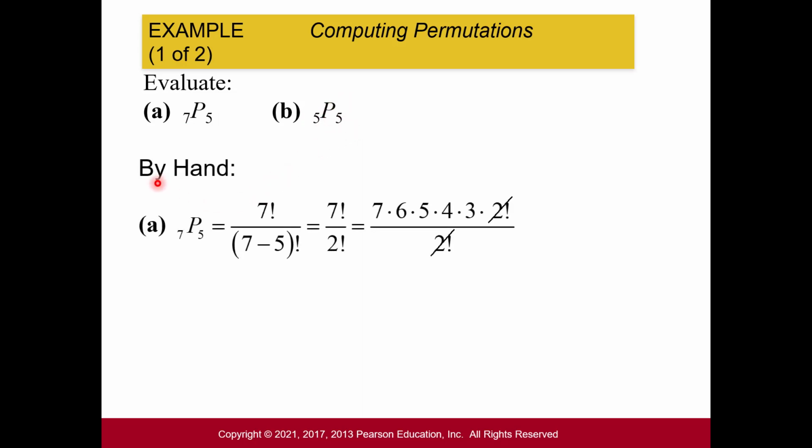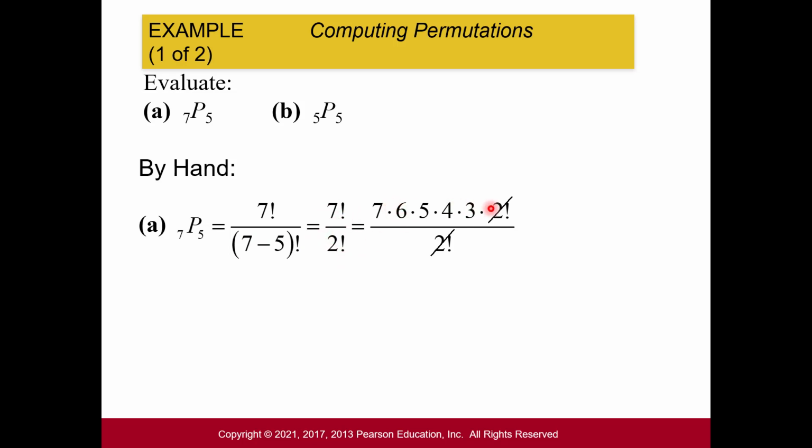Okay, so here we do part A by hand. Our total number of objects was 7, so the numerator is 7 factorial. On the bottom, we always say how many we're choosing, and we subtract that from the total. So 7 minus 5 factorial. So the simplified one is 7 factorial divided by 2 factorial.